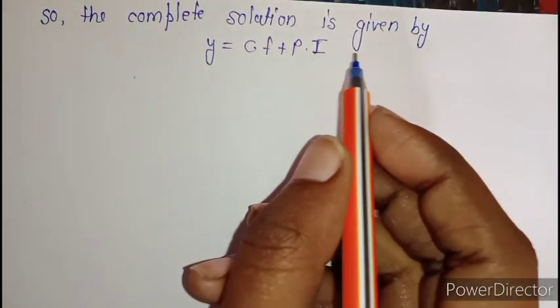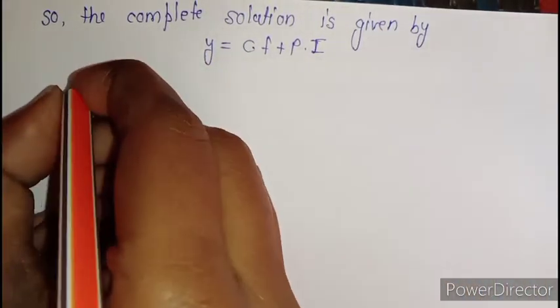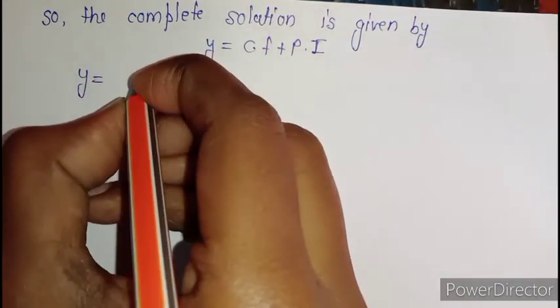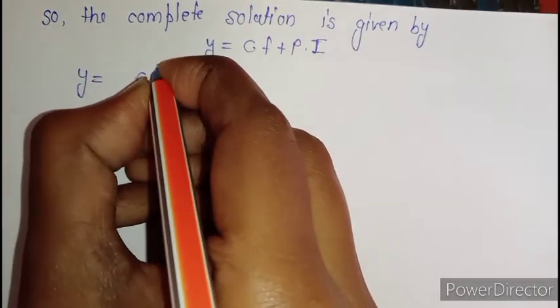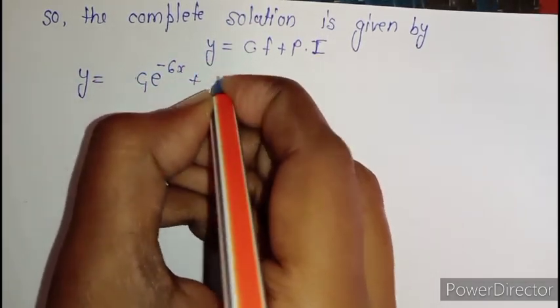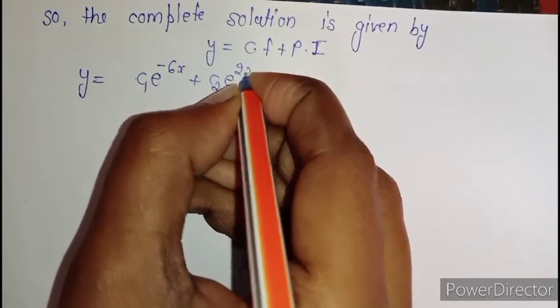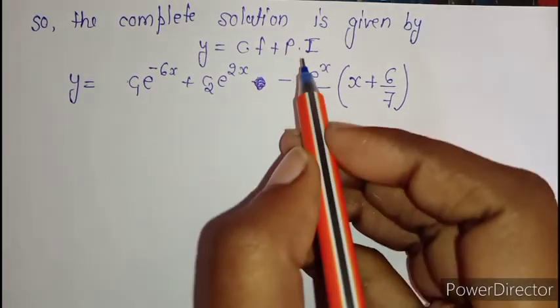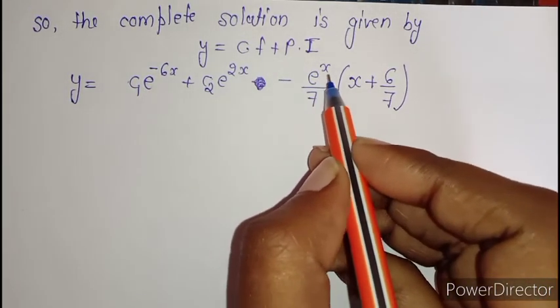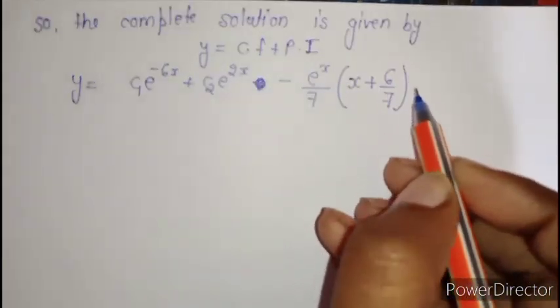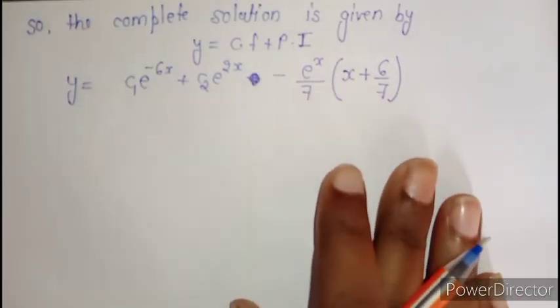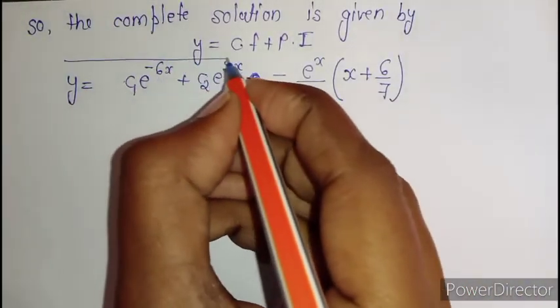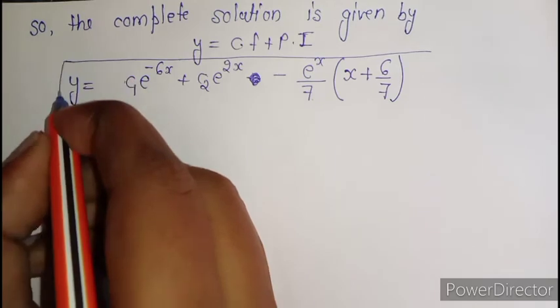Now we will write the complete solution for this equation. So the complete solution is the sum of CF and PI. So we write CF, that is C1 e raised to power minus 6x plus C2 e raised to power 2x plus, sorry, this was a minus sign, so minus e raised to power x by 7 (x plus 6 by 7). This was our PI. So this is the complete solution for our differential equation.